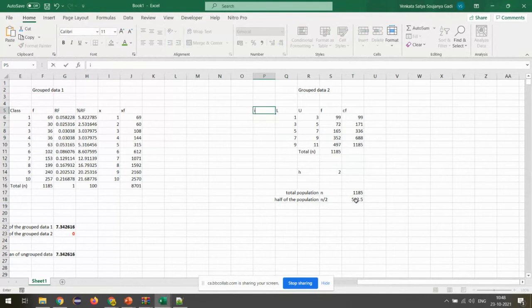So let us say I represents the row: 1, 2, 3, 4, 5. There are 5 rows, and we identified this is the M. M is the median row, the median class. So let's put this one as M. M is equal to this one, which is 4.